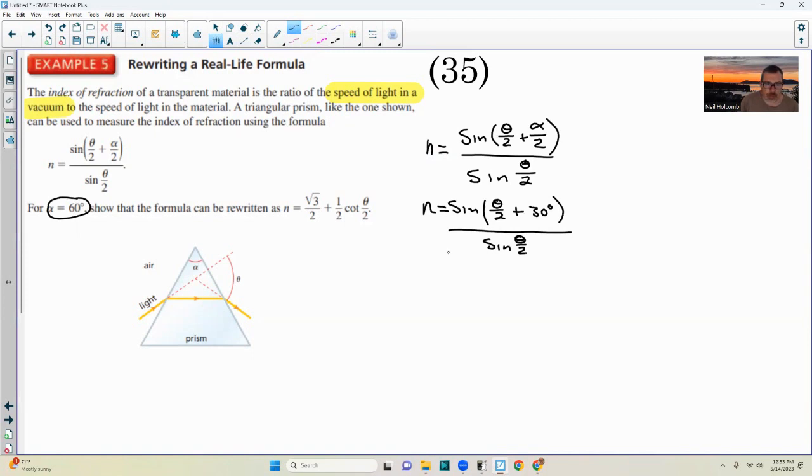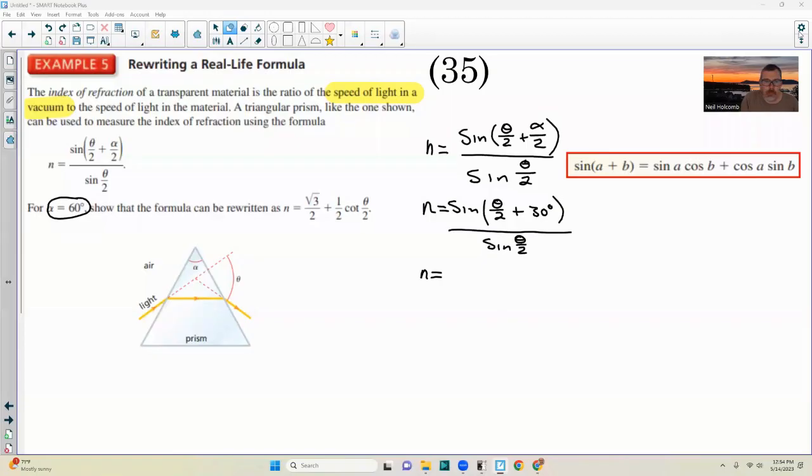The next step: now we have a sine and we have a sum. So let me pause. Here's our formula, the sum of sines. Now I'm going to rewrite it as that. So sine of a plus b, I'll just write this up here: a equals theta over 2, and b equals 30 degrees, because that's alpha over 2, and alpha is 60 degrees.